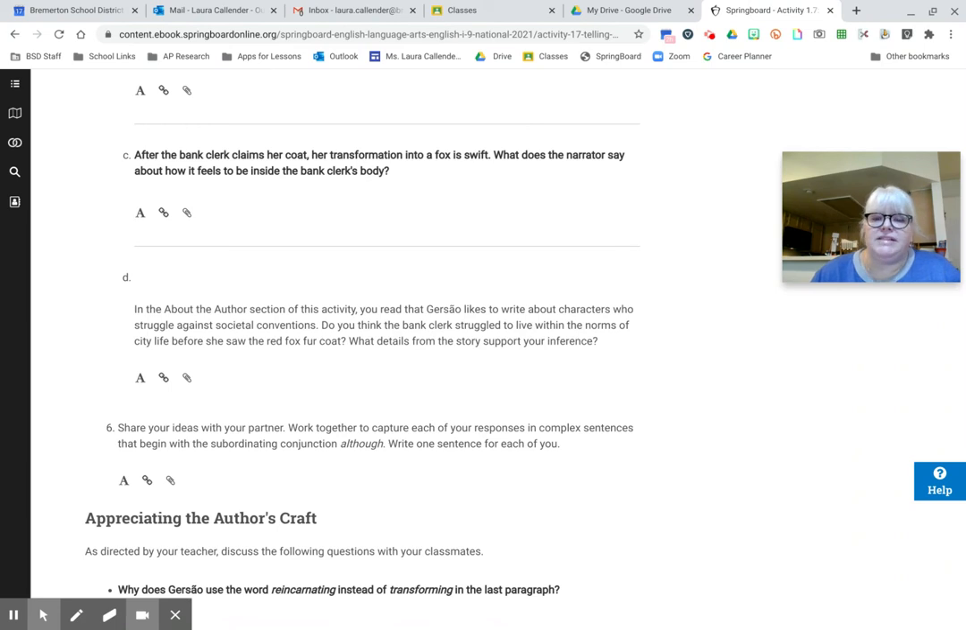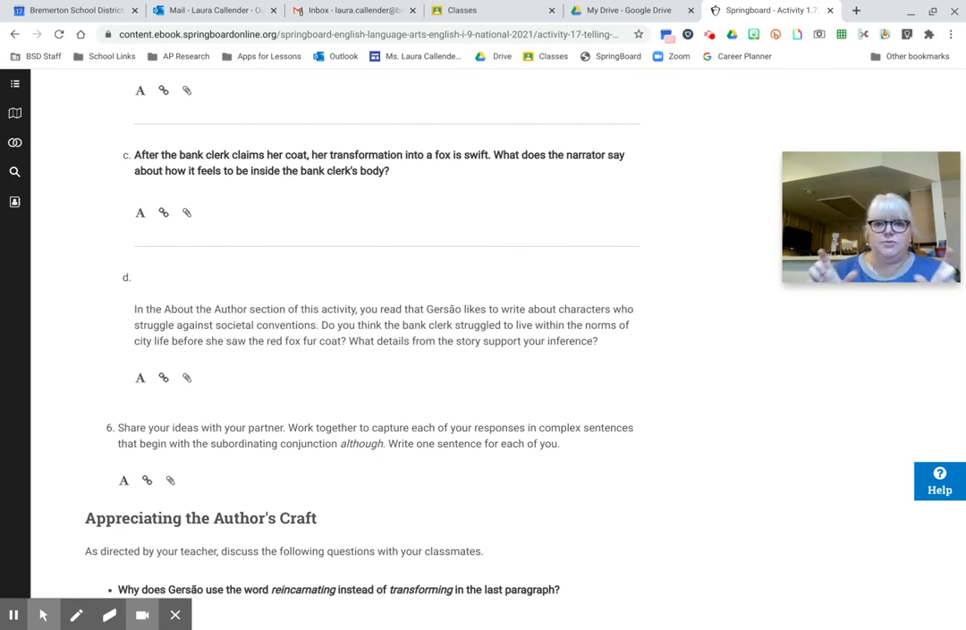So then number 6, again, talks about working with partners, but this is one you can do on your own, even if you don't have a partner. What I want you to do for number 6 is you're going to write one sentence. You're going to go back and you're going to look at all of the answers to your other questions. And you're going to write one sentence using the subordinate conjunction although. So we've talked about complex sentences, subordinating conjunctions, and this sentence is going to begin with the word although.